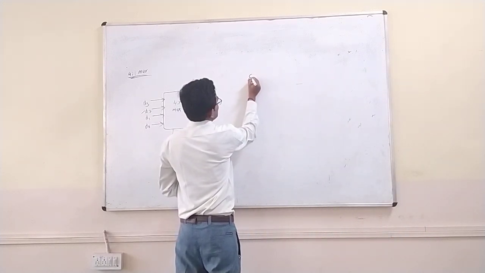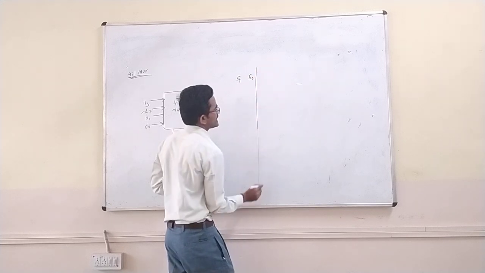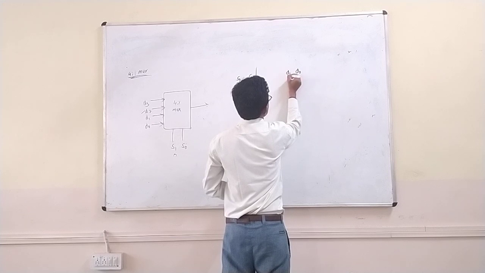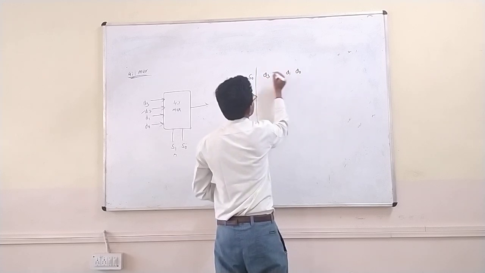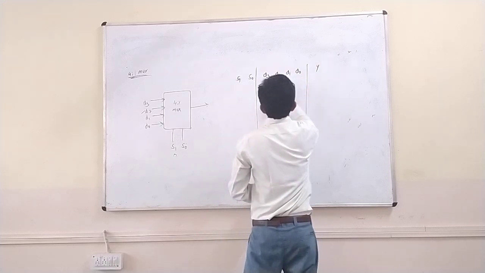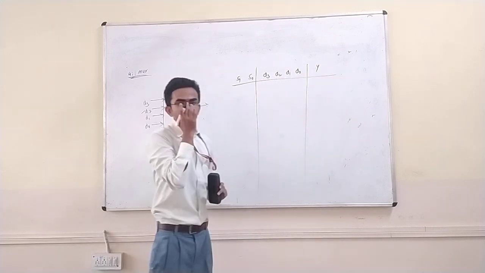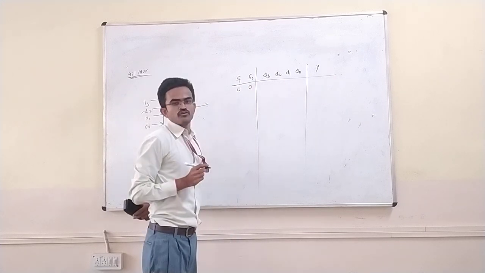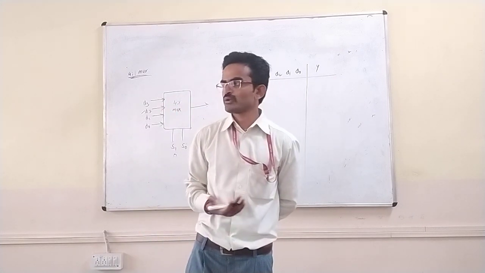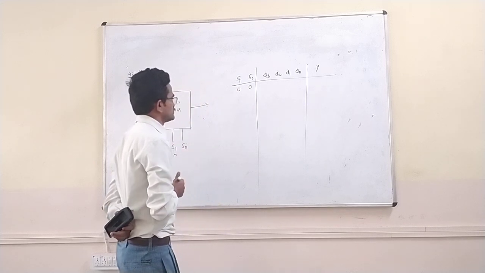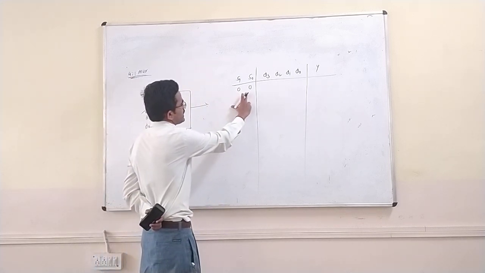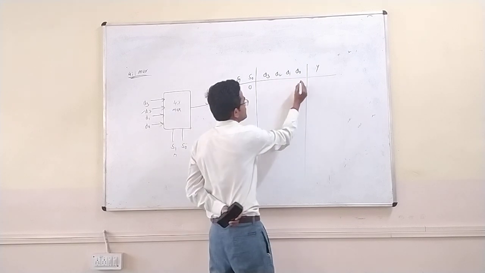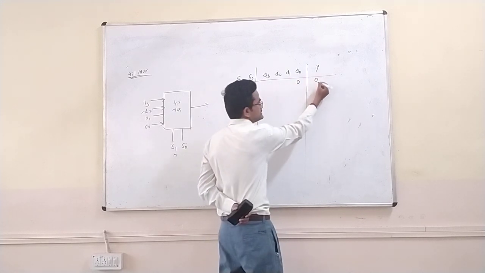For the truth table, we have 2 select lines S0 and S1, 4 inputs D0, D1, D2 and D3, and only one output Y. With 2 select lines, the 4 possible combinations are 0 0, 0 1, 1 0, 1 1. First I consider 0 0. If the select lines are 0 0, D0 is selected and the content of D0 is the output. If the content of D0 is 0, then the output is 0.